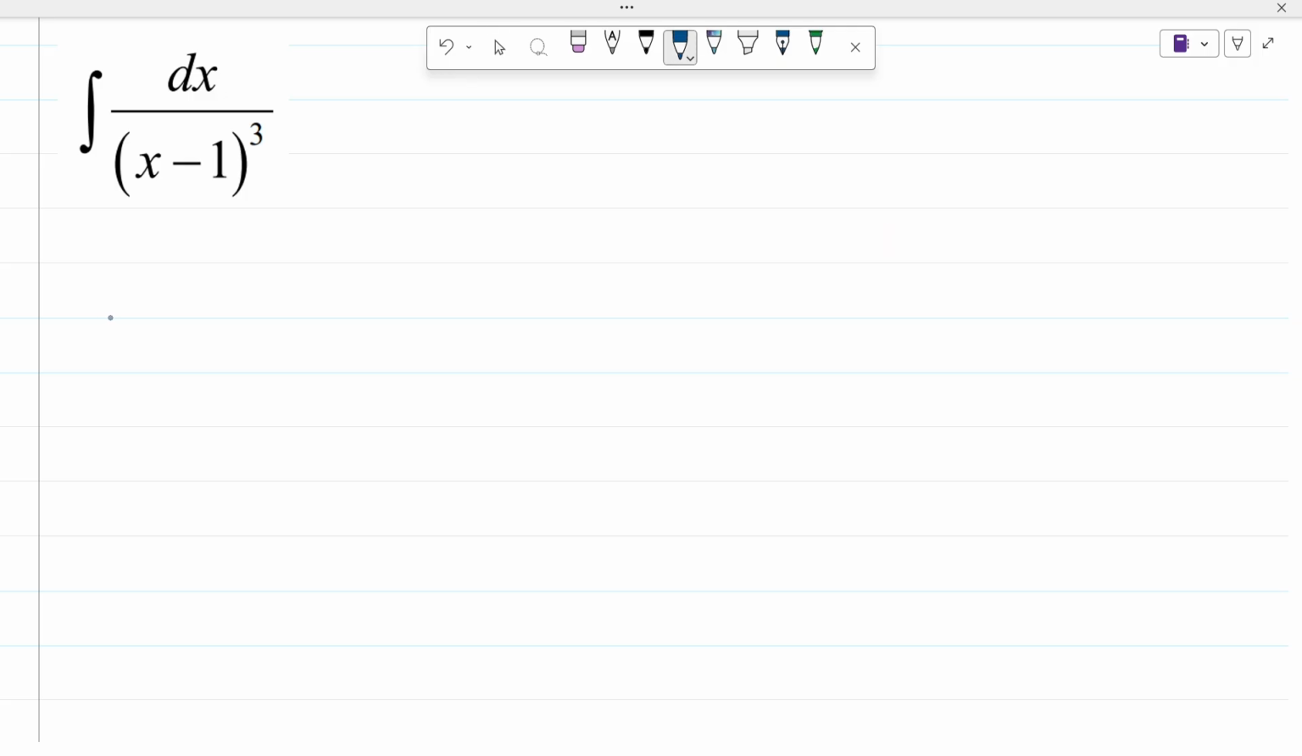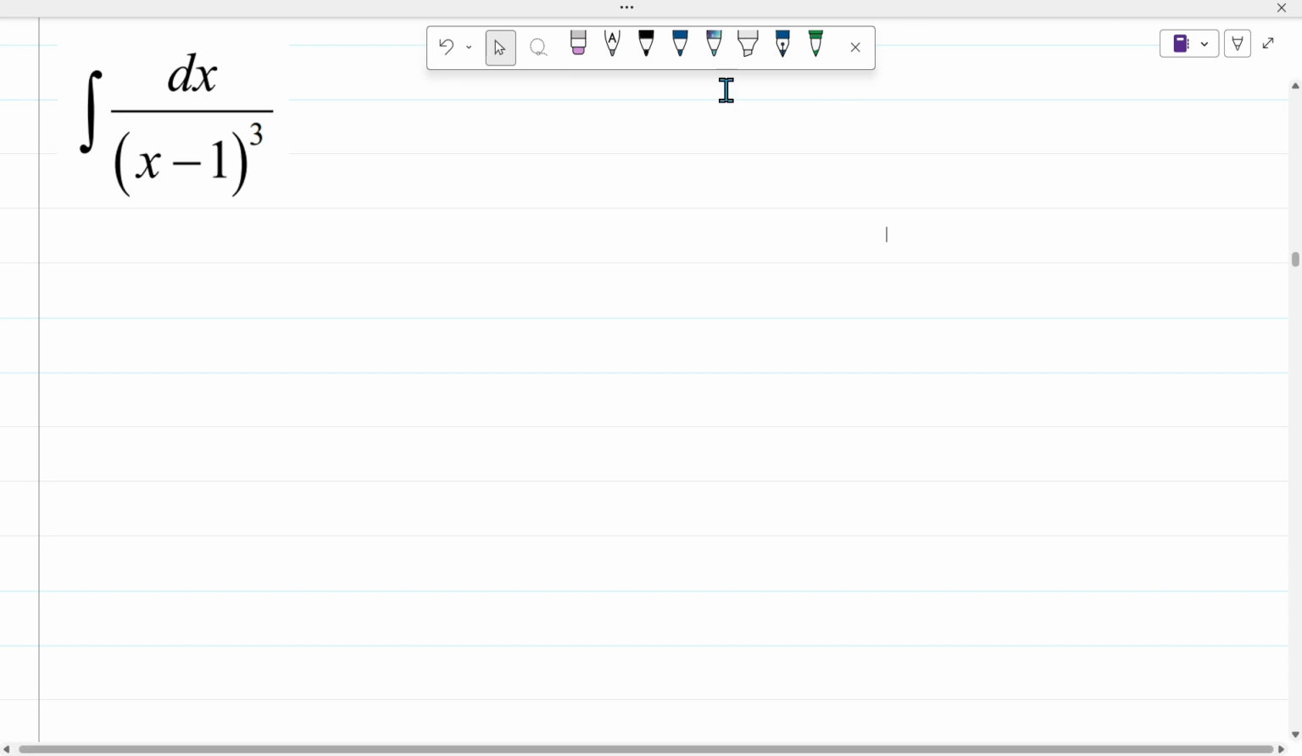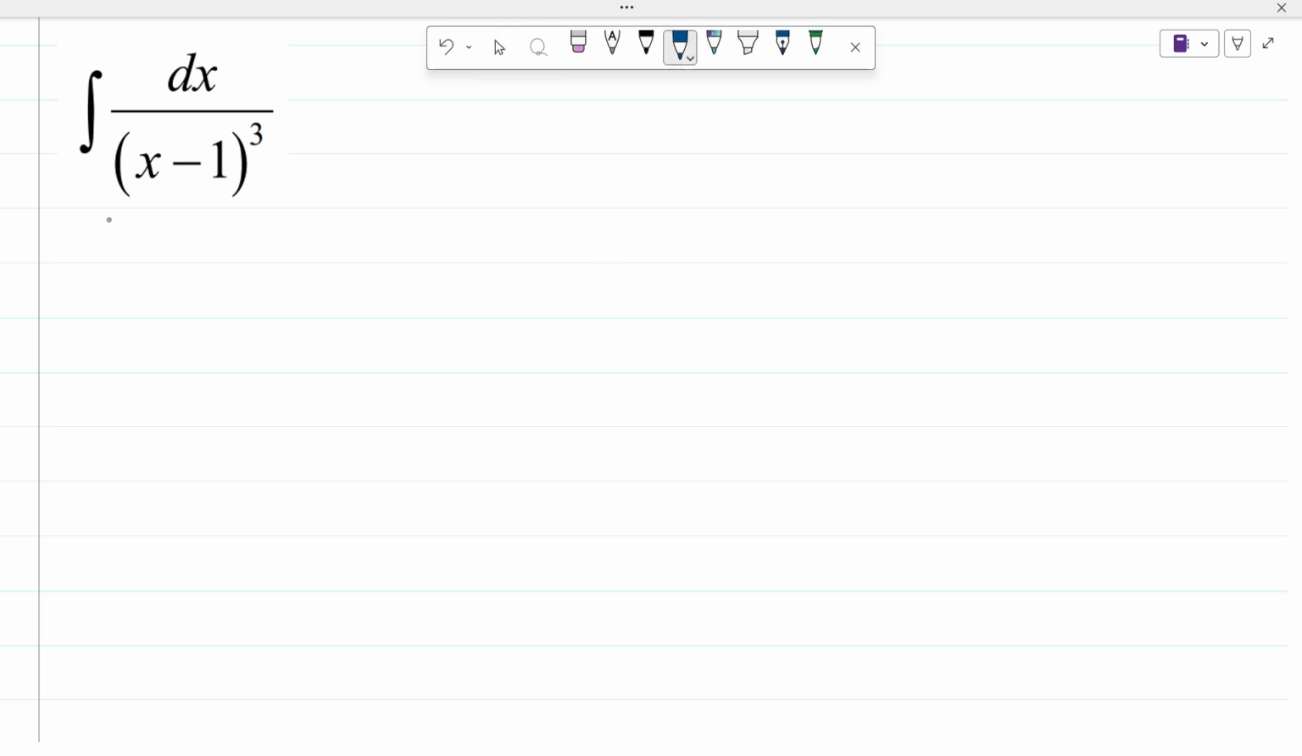So we start. Can we simplify this? No. Do we have a function and its derivative? You check. If you let x minus 1 be your f of x, then the other part should be its derivative. So x minus 1, when we differentiate it, is equal to 1, so we have 1 here. We can rewrite this nicely so that you can see what is going on: x minus 1 to the power minus 3 dx.